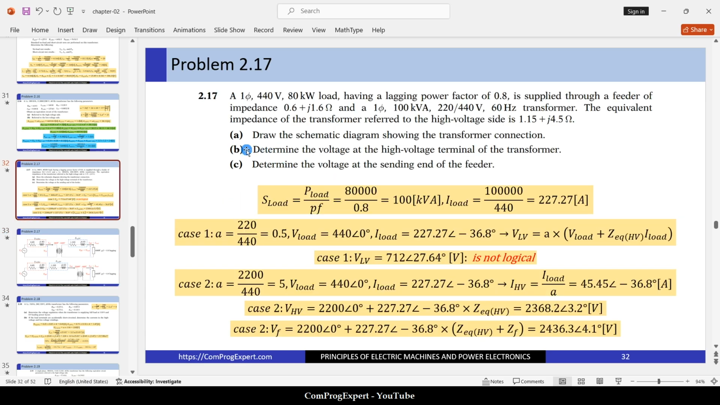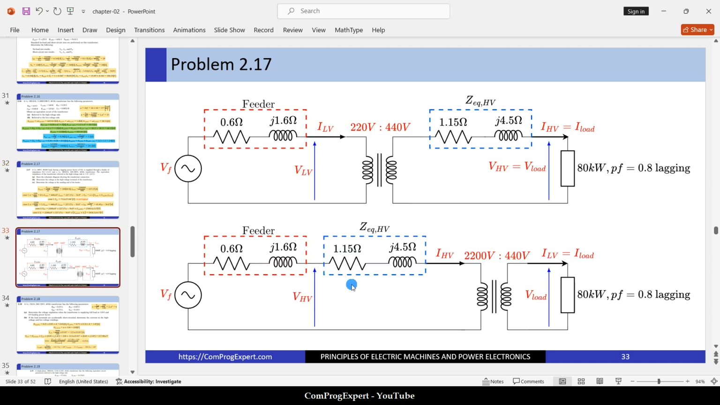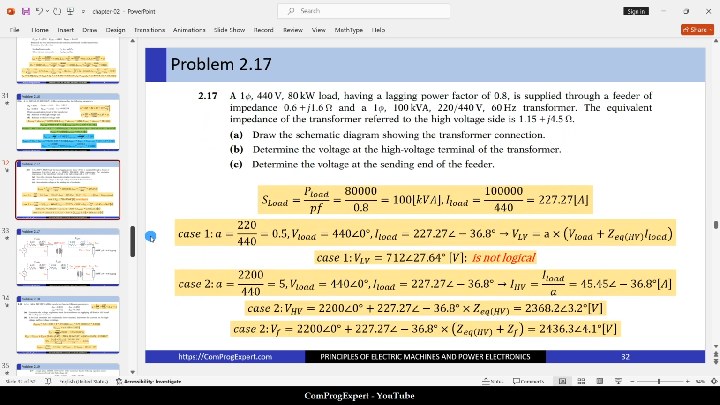We need to calculate its voltage for part B. Yes, so this is case 2. In this case, the transformer turns ratio is 5. The load voltage is this one. This is the load current. This is the current of the high voltage side.